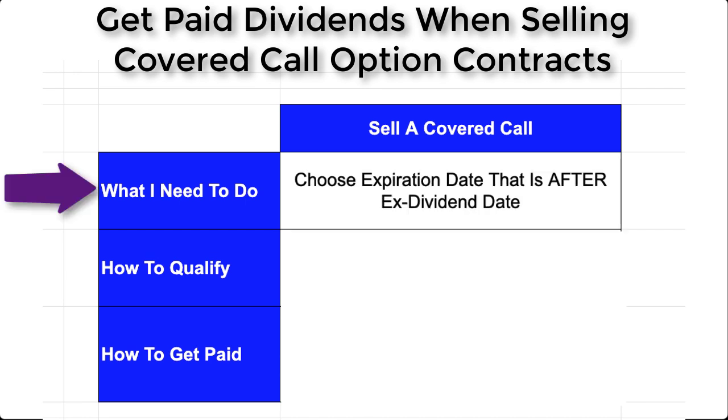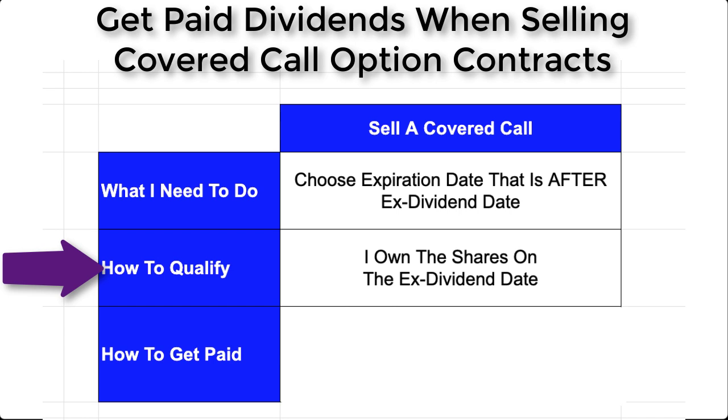So the first thing for me to do when selling a covered call option contract is to choose an expiration date that is after the ex-dividend date. And that's because I want to make sure that I'm the owner of record on that date. So the contract needs to expire after the ex-dividend date so I maintain ownership of those shares. Keep in mind there's a risk here of me losing my shares before the expiration date. So if the market price rises above my strike price, my shares could get called away before the expiration date. And so the only way to eliminate that risk is not to sell the covered call.